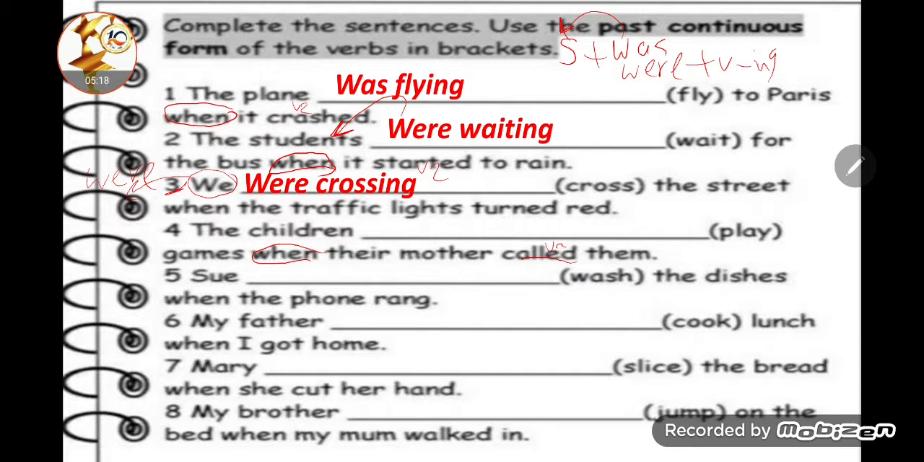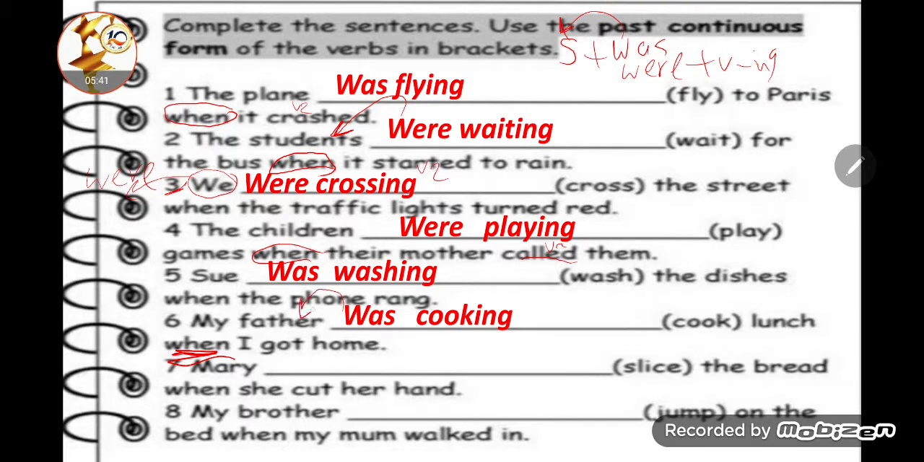Sue washed the dishes when the phone rang. Sue was washing the dishes. Okay, Sue was washing the dishes when the phone rang. My father cooked lunch when I got home. برضو هون عندي الverb to. إذن هون عندي my father was cooking واستخدمنا was here لأنه my father singular was معسول لأنها singular برضو مفرد. دايما اسمك بنعتبره singular أو اسم العلم singular بيكون.